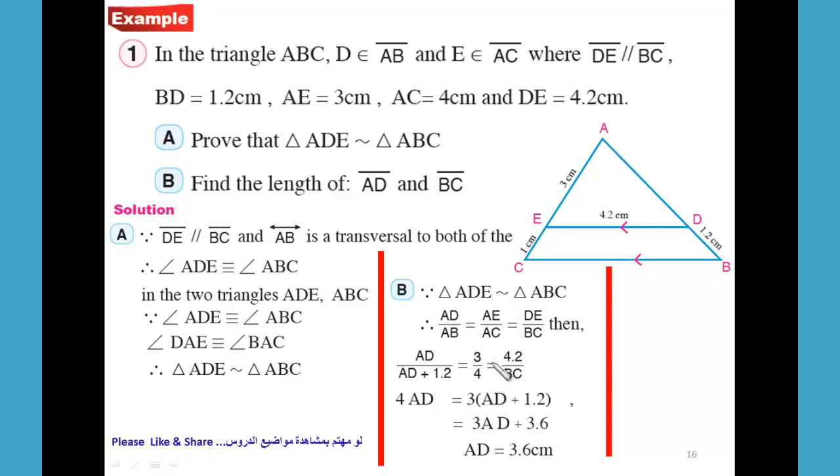3 over 4 equals 4.2 over BC. Then 3BC equals 4 multiply 4.2. Again, 3 multiply BC equals 4 multiply 4.2, and we write it here. So BC equals 4 multiply 4.2 over 3, and the result will be 5.6 centimeters.